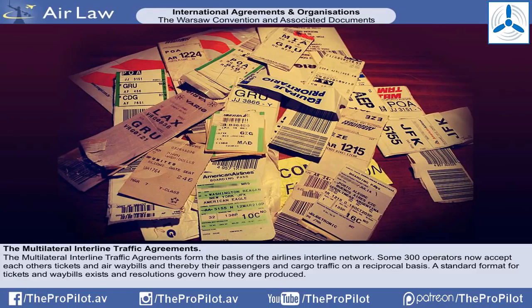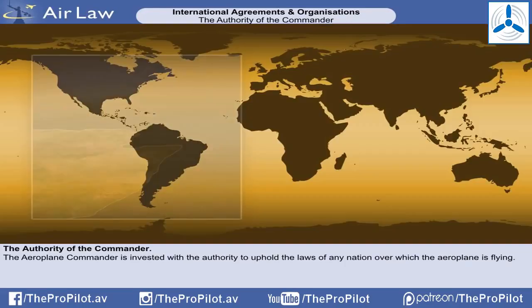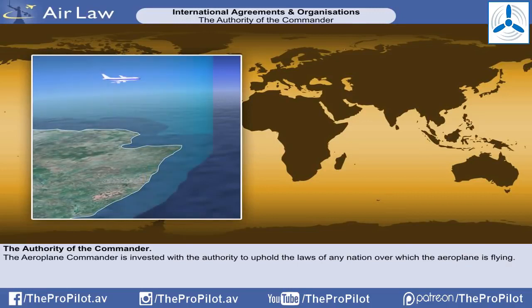Some 300 operators now accept each other's tickets and airway bills, and thereby their passengers and cargo traffic, on a reciprocal basis. A standard format for tickets and waybills exists, and resolutions govern how they are produced. This also means that a passenger can fly complex routes all around the world in one transaction and in one currency. This multilateral system helps save the world airline travel market $3 billion and demonstrates the effectiveness of cooperative practices. As long ago as 1919, international meetings agreed that the rules of the sea would also apply to the air.